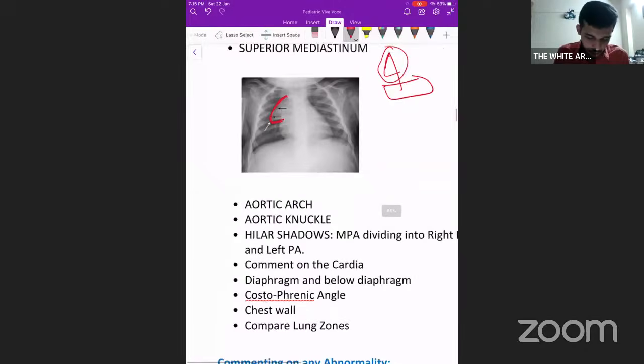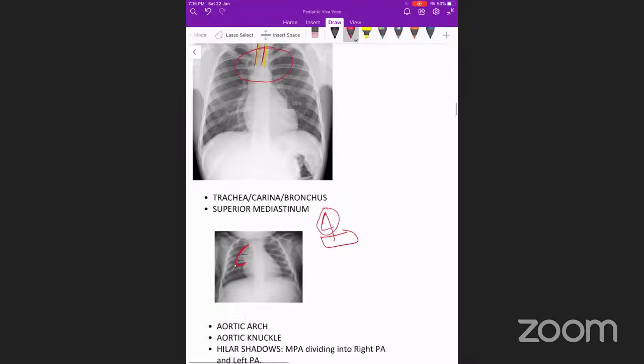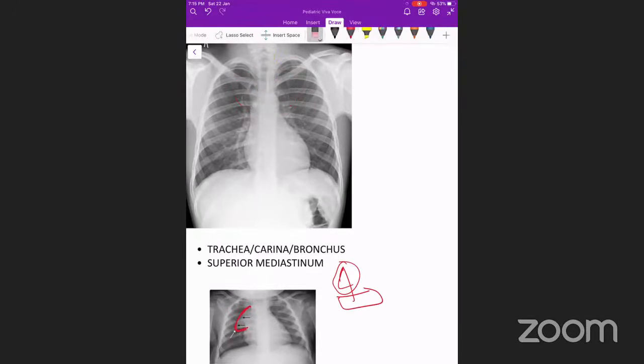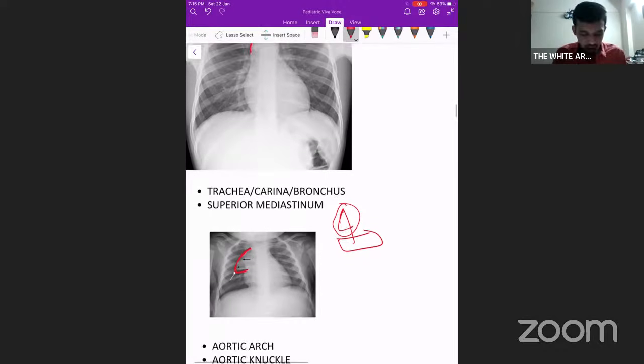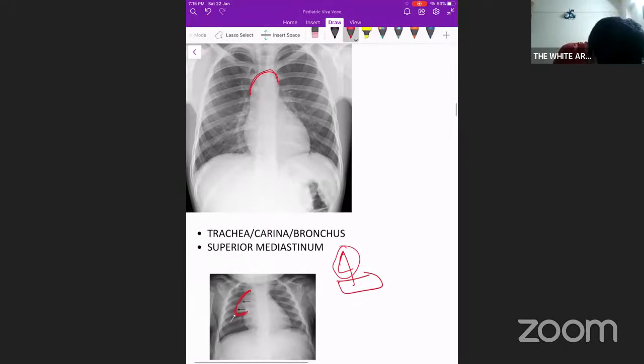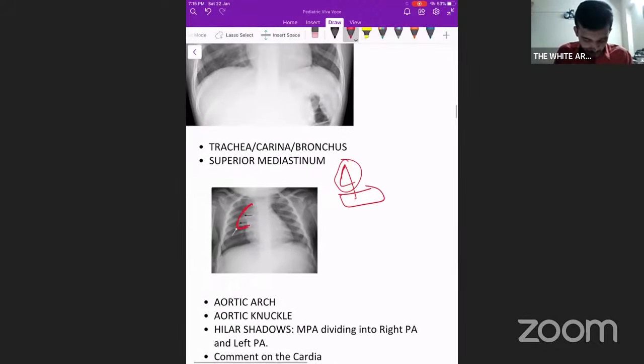Fine. Next, you comment about the aortic arch. Next, you go ahead and look at the aortic arch. This is the aortic arch. Okay, fine. Next, what you see next is the aortic knuckle. This is the aortic knuckle. Might not be very prominent in pediatric patients. Okay, so trachea followed by the superior mediastinal structures. Then comes the aorta and the arch of the aorta. Then comes the aortic knuckle.